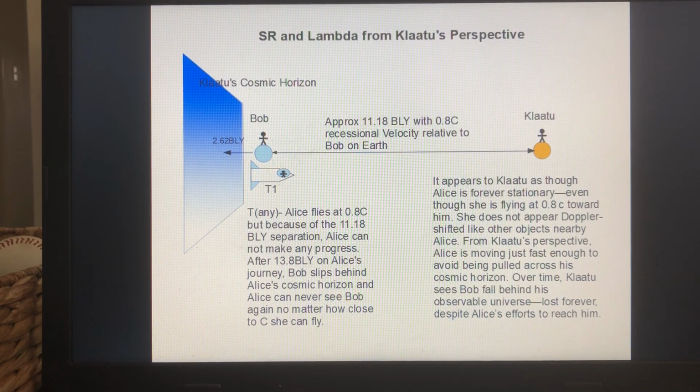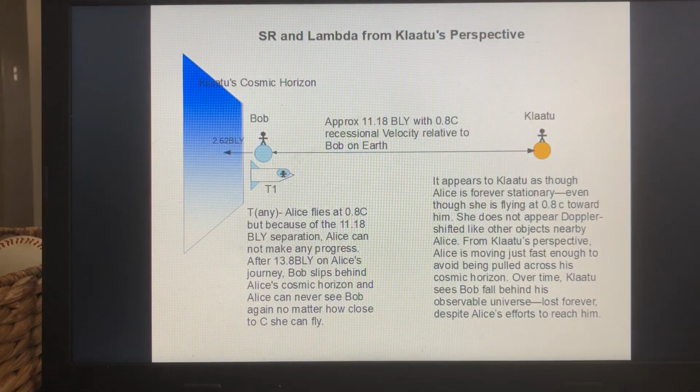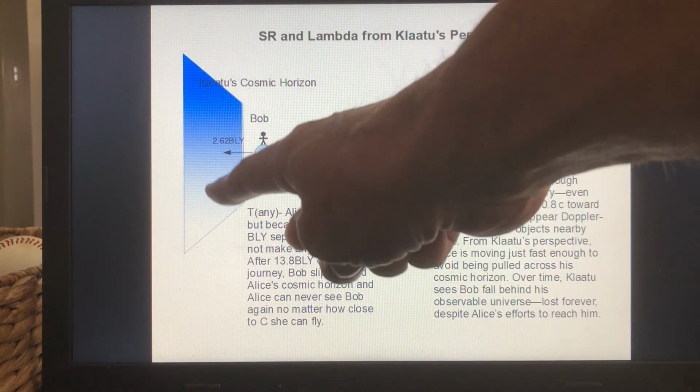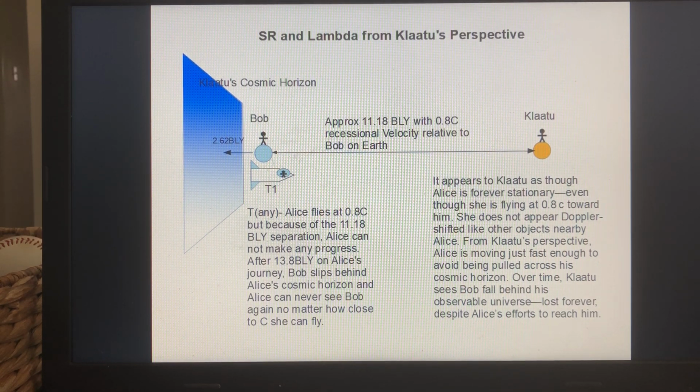Now we'll look at it from the other direction. We're going to go out to the star and put a little alien out there, Klaatu, and see how he perceives things. Klaatu sees that Alice is close to his horizon, and Alice is burning at 0.8 c to escape falling back over Klaatu's horizon. Remember, before, Alice thinks that Klaatu is surfing her cosmic horizon, always staying out of reach. But in this case, it looks to Klaatu like Alice is trying as hard as she can to remain relevant in Klaatu's universe. Over time, Klaatu is going to see Bob fall behind his observable universe, lost forever, and Alice at that point will never be able to meet up with Bob.